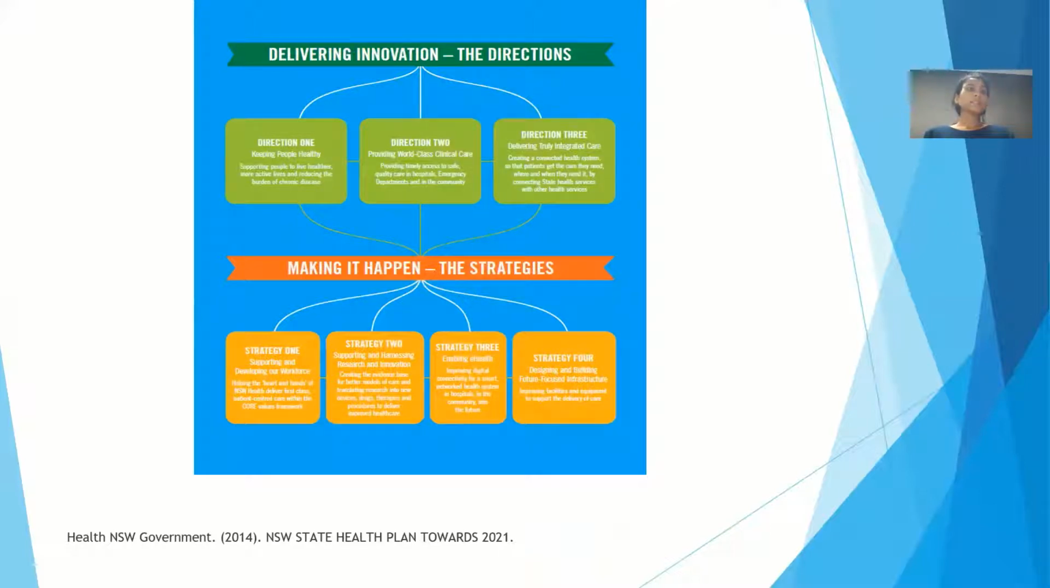Another plan is the New South Wales State Health Plan towards 2021. It provides a general framework to all New South Wales local health districts so they can use it as a guideline. It has three directions and four plans. ISLHD also follows this plan by initiating the plan which is closing the gap of the health inequality for Aboriginal and Torres Strait Islander people, working on the Care Closer to Home program, and implementing the Illawarra Shoalhaven integrated care strategy.